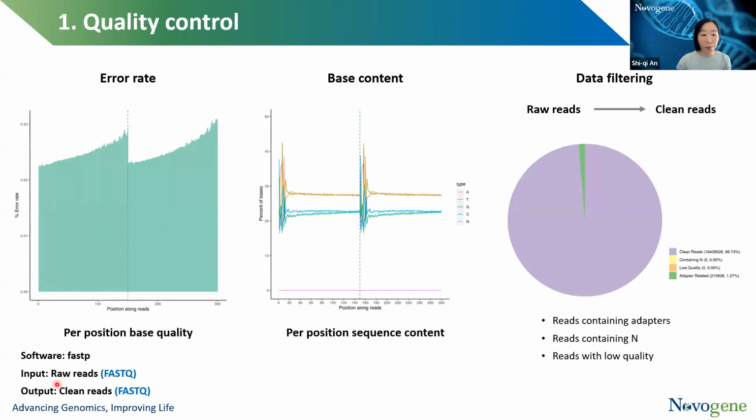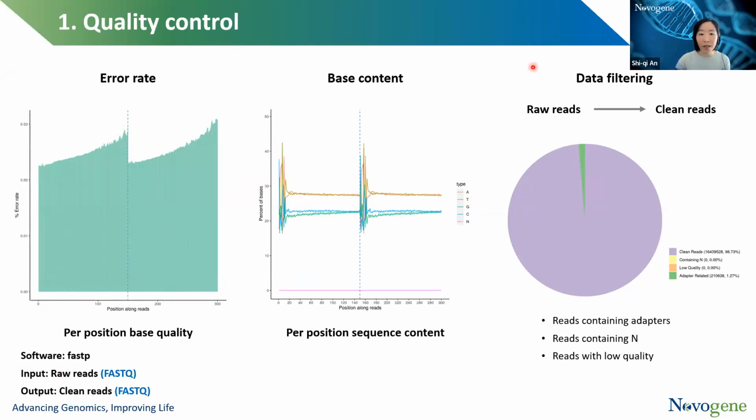As I mentioned, the input is raw reads, a FASTQ file, and the output is clean reads, which is still a FASTQ. So what you're going to obtain from this step is a quality report, including the error rate of each base. You can see the error rate of each base at each position to make sure the quality of the sequence is good. And you will also have the base content information, again, the content at each base that is sequenced.